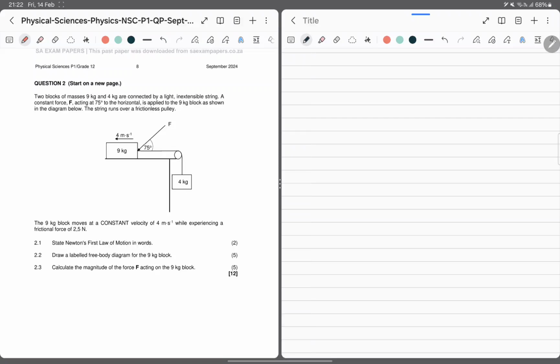Let us have a look at this question 2, which is on Newton's laws of motion. A very common topic in every single physics exam you are going to write this year. So we might as well just get it done and see how to deal with questions of this nature.